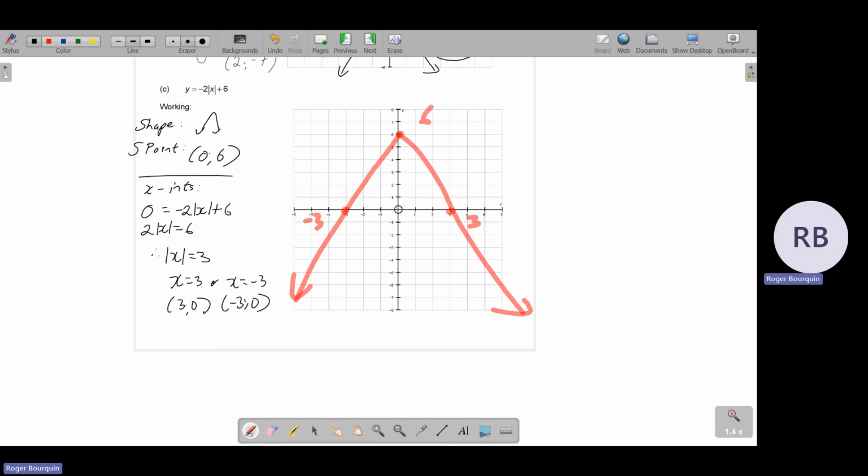So domain. X is an element of the reals. Exactly. Right. Range, you and Maya. Y is less than or equal to 6. Okay, and we find the equation of the axis of symmetry. Yes. Okay. Right, how much time? 1 minute.